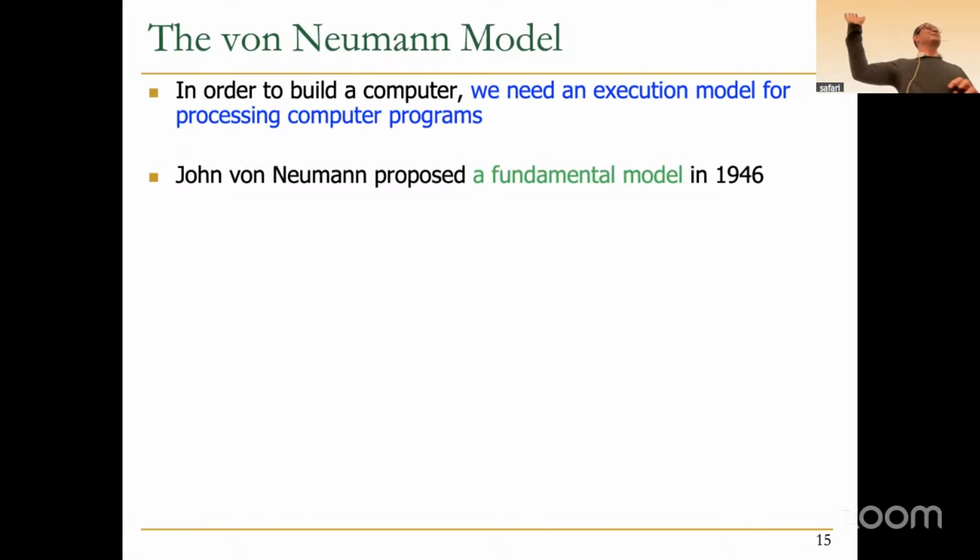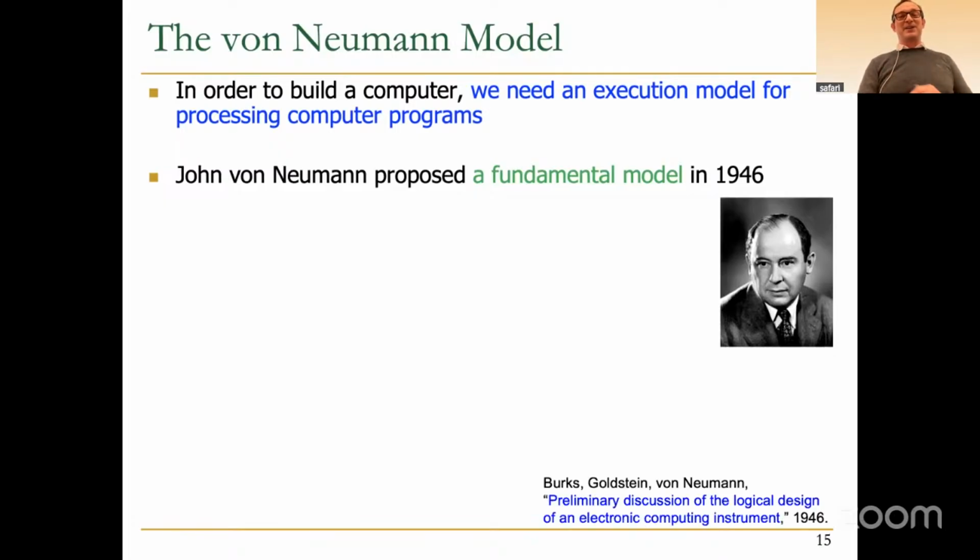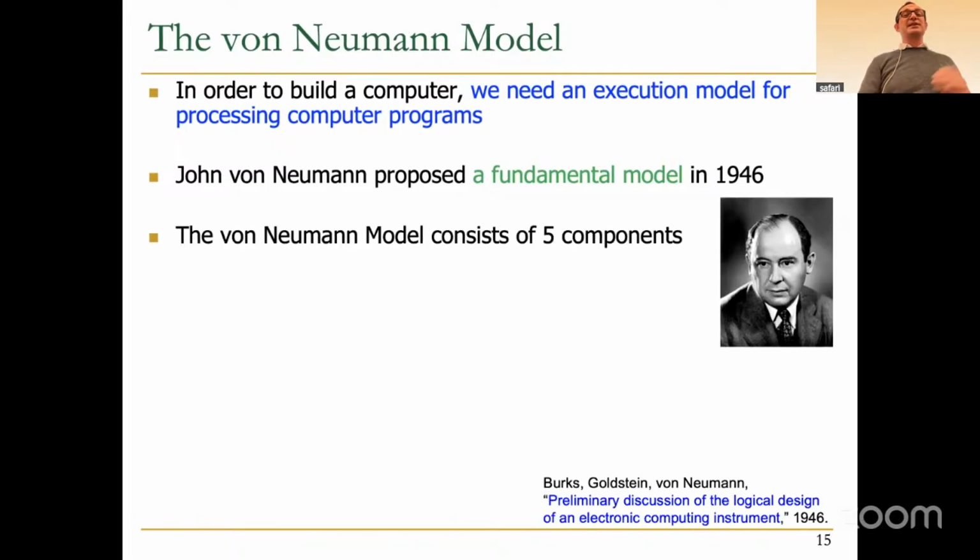You may not know the model, but you may have heard of the name, right? He proposed, along with his colleagues, a fundamental model in 1946, which became very popular. This is what he looks like, and this is the paper. It consists of 5 components. Later, I'm going to distill 2 major things in a von Neumann model, but let's go through these 5 components first.